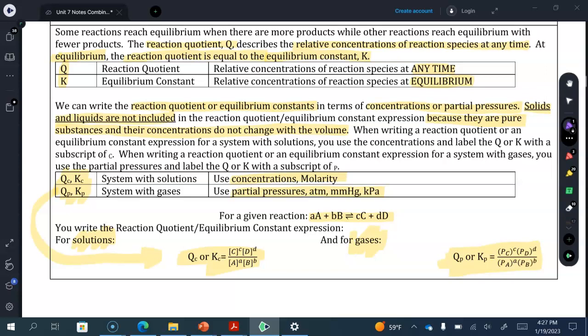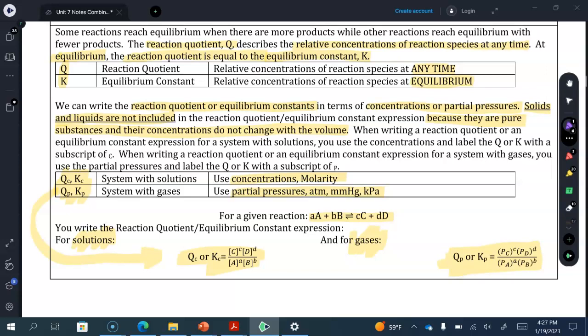We can write the reaction quotient or equilibrium constants in terms of concentration or partial pressures. However, solids and liquids are not included in the reaction quotient or equilibrium constant expression because they are pure substances and their concentrations do not change with volume.